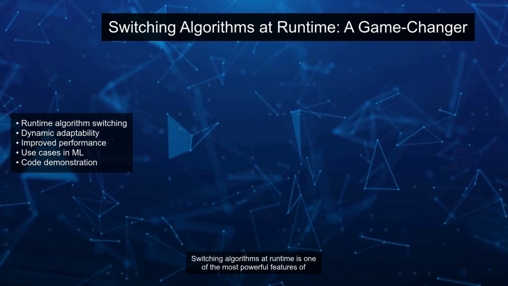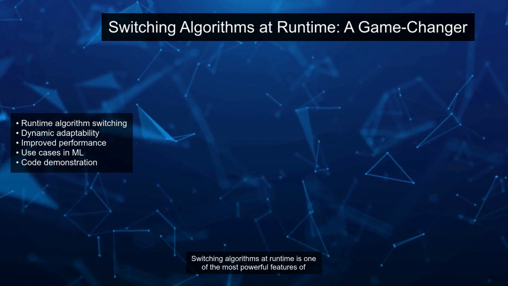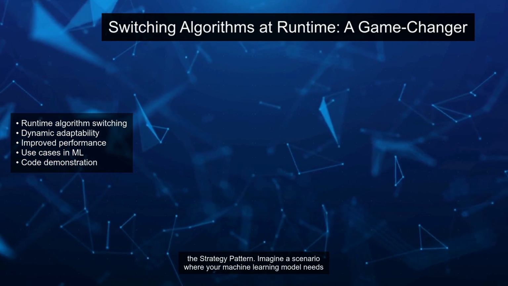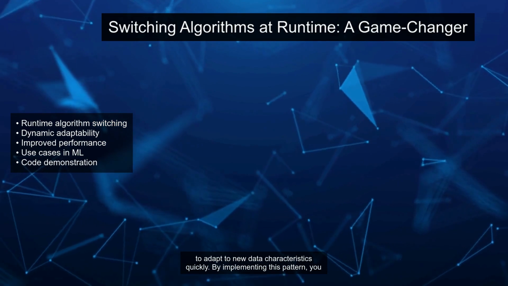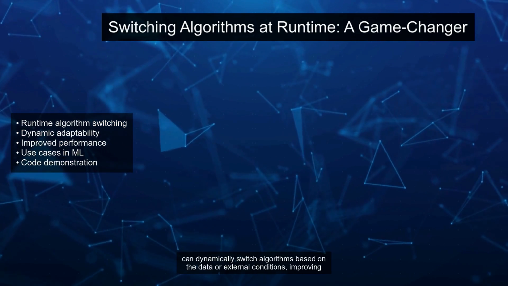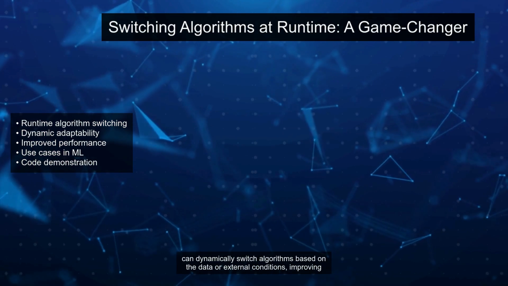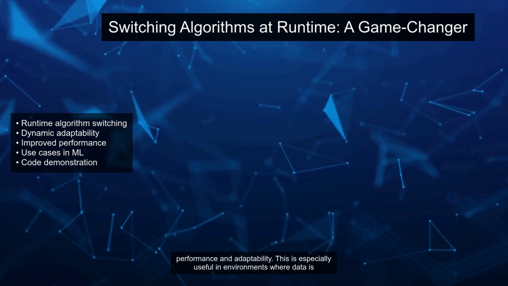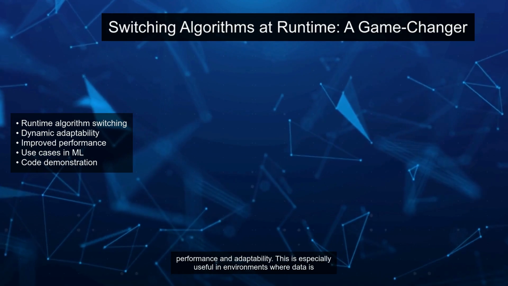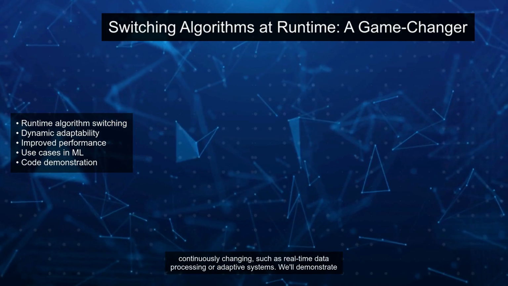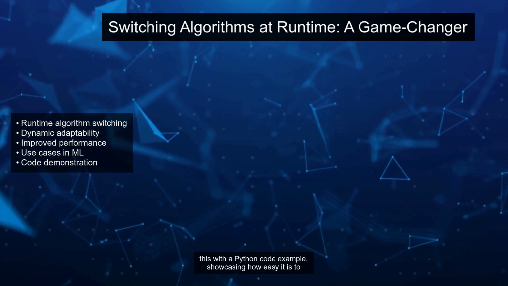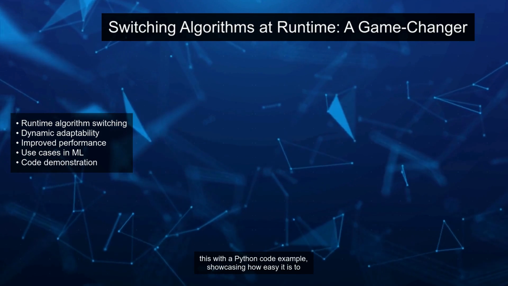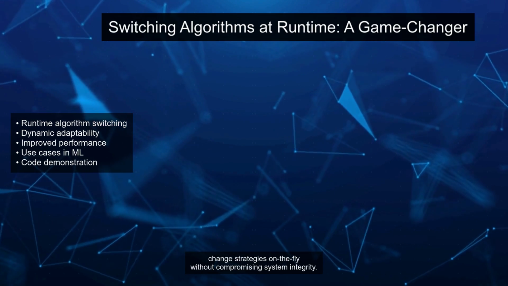Switching algorithms at runtime is one of the most powerful features of the strategy pattern. Imagine a scenario where your machine learning model needs to adapt to new data characteristics quickly. By implementing this pattern, you can dynamically switch algorithms based on the data or external conditions, improving performance and adaptability. This is especially useful in environments where data is continuously changing, such as real-time data processing or adaptive systems. We'll demonstrate this with a Python code example, showcasing how easy it is to change strategies on the fly without compromising system integrity.